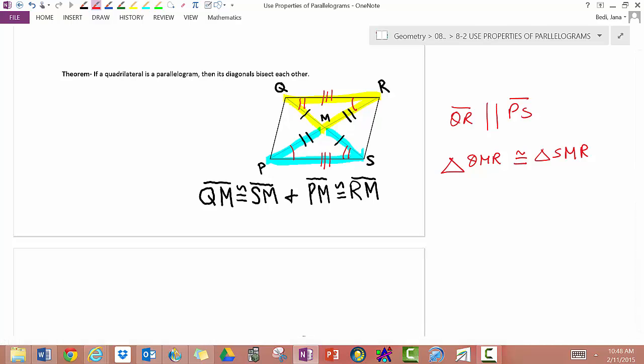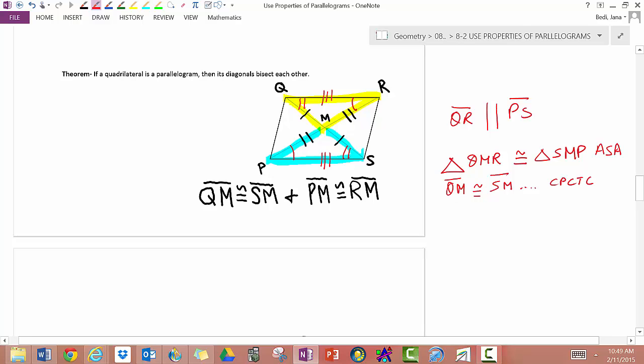oh, it should be SMP, shouldn't it? My apologies. So SMP, and this is why it's worthwhile checking. So I'm going to write down my CPCTC statements here. Segment QM is congruent to SM, and that would be CPCTC. Of course, I didn't say why the triangles would be congruent. That's by angle, side, angle. QM, and what else are we trying to prove? MR and MP. So segment MR is congruent to segment MP, also by CPCTC. So all I'm trying to show you is why the diagonals bisect each other.